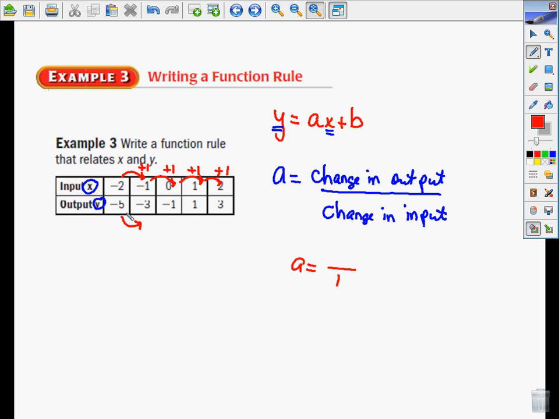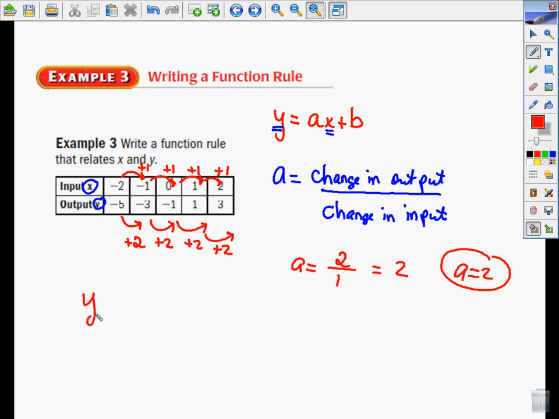Change in the output, -5 to -3 bumps up 2. -3 to -1 bumps up 2. -1 to 1 bumps up 2. And 1 to 3 is 2. So the change in the output is 2. So now I have my fraction. So a is 2 over 1, which just equals 2. So I know that my a is 2. So far I have y equals 2x plus b. I still have to figure out the value of b.